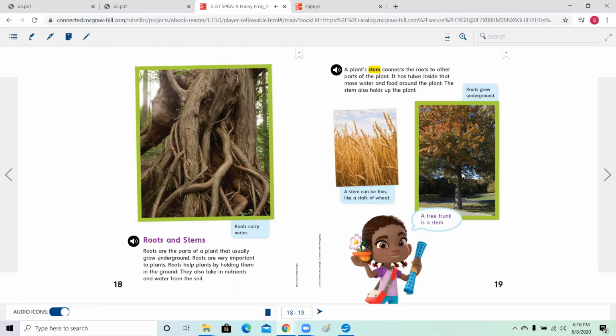So this is the stem for a tree, and because it's a big tree, the stem is quite big, so it holds the tree up. But some stems are really thin, like a stalk of wheat. And the roots take the nutrients from the soil and pass them to the stem, and the stem will give them to the rest of the plant.